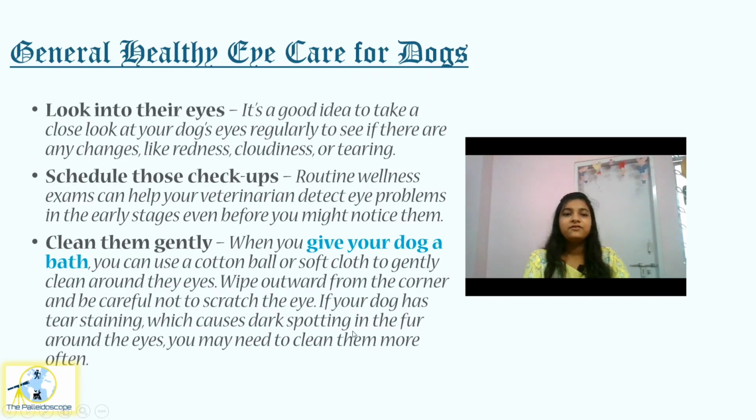If your dog has tear staining, which causes dark spotting in the fur around the eyes, you may need to clean them more often. So when there is staining, like it is blackish in color, you need to clean it more often because this stain is happening because of the tear production.